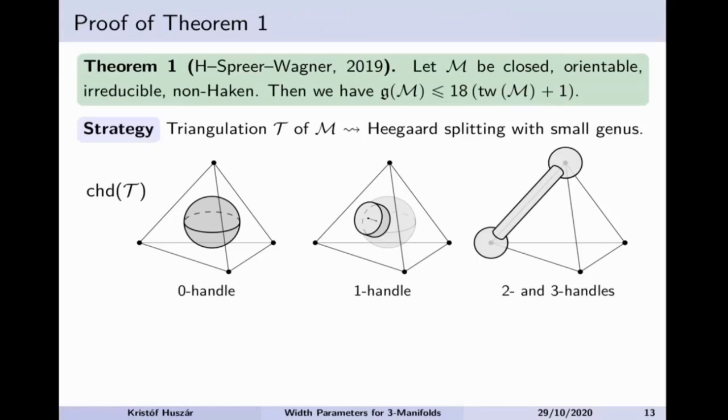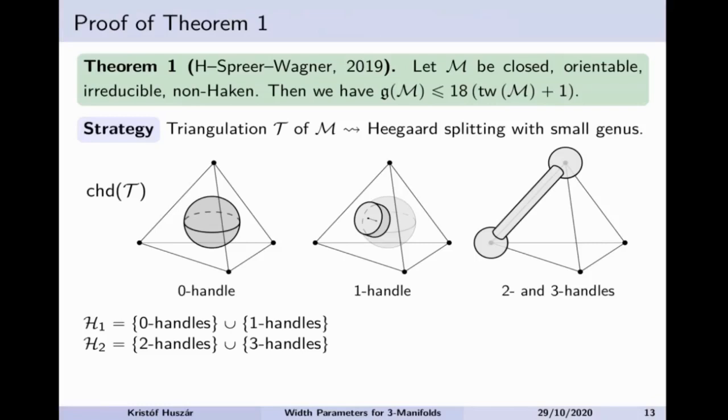So it is not difficult to convince yourself that if you take the union of the zero handles and the one handles, which, by the way, is just like a thickened version of the dual graph, you get a handlebody.